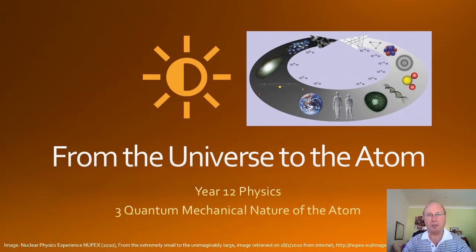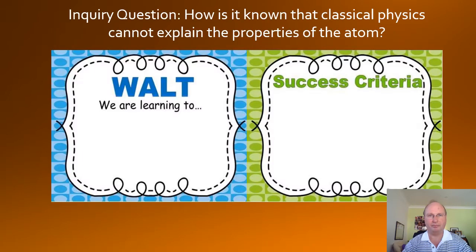Hi, it's Mr. Mac, and we're looking at the module From the Universe to the Atom, and our third inquiry question, which deals with the quantum mechanical nature of the atom. So what is the inquiry question? How is it known that classical physics cannot explain the properties of the atom?